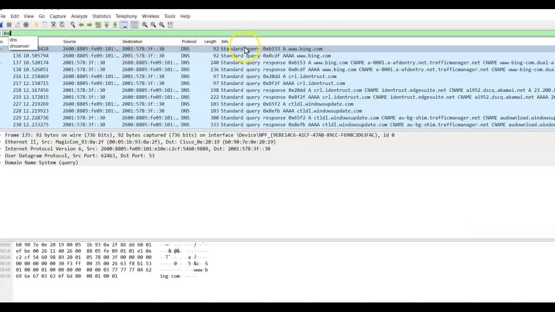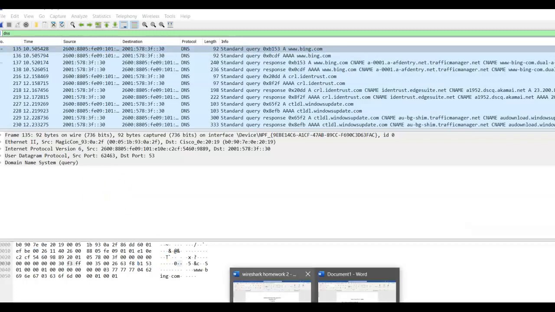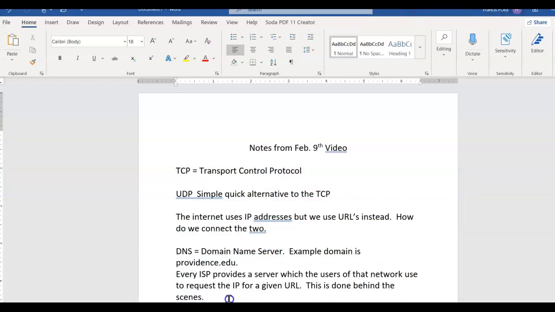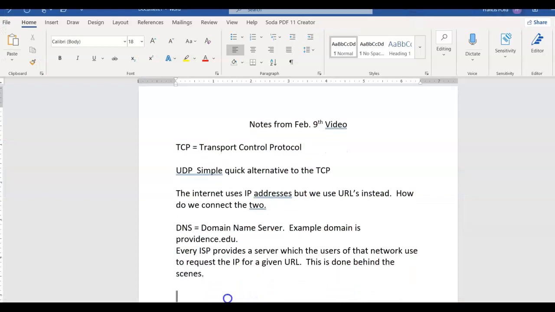Now, this first item here, I'm going to open it. I'm going to go down here. The first thing to notice is that we don't have a TCP. So the first thing I want to say is DNS uses UDP. It doesn't feel it needs the other.